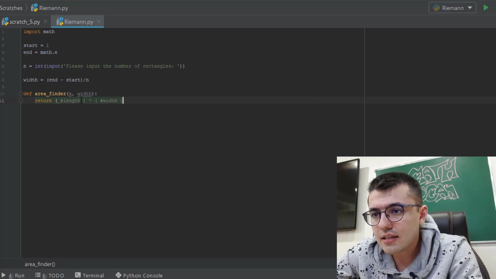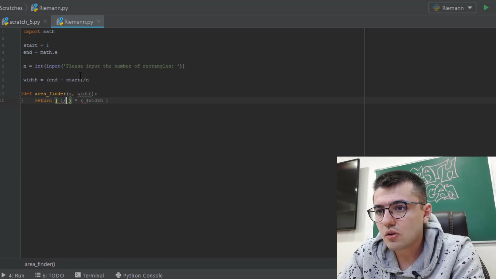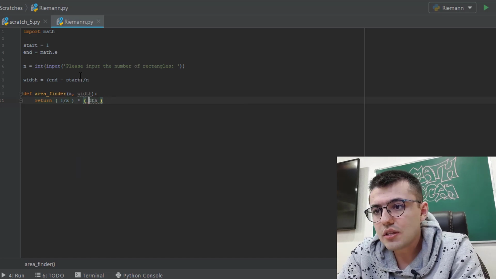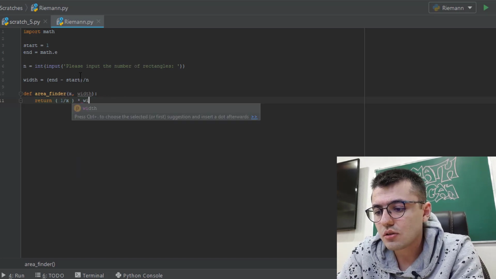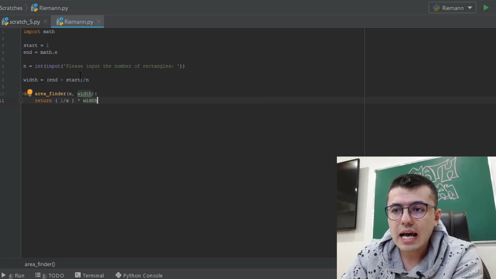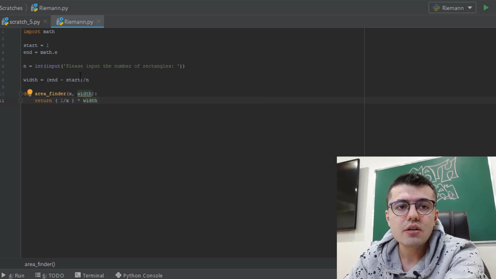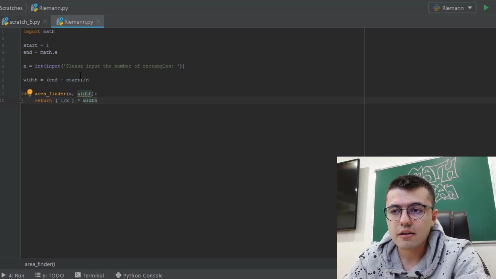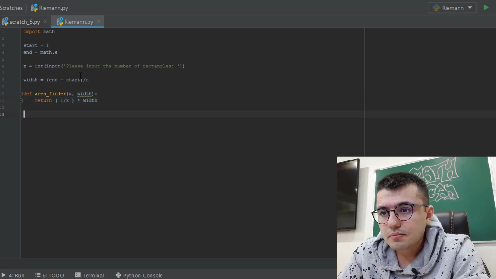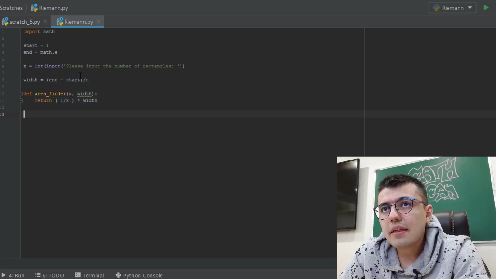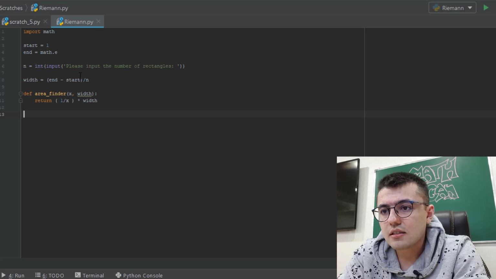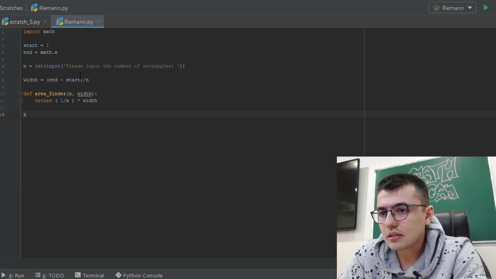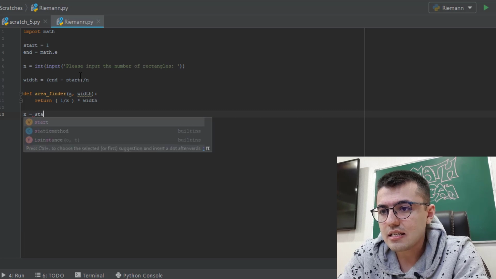So the length is 1 over x, and the width is just the width, right? So multiply that by width. And that way I will find the area of the rectangle and return that area to me. So what else? I think we have to define, at the beginning, the x is just the start.